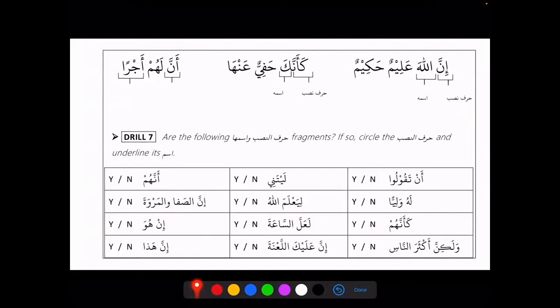Then we have the next one, ka'annaka. So ka'anna, do we know ka'anna? Yes, we know it as a what? Harfu nasab, right? Inna, anna, ka'anna. This is ka'anna, and this ka is an attached pronoun. So ka'annaka: ka'anna is harfu nasab and ka is its ism, and together this is our harfu nasab fragment, hafiyun anha.